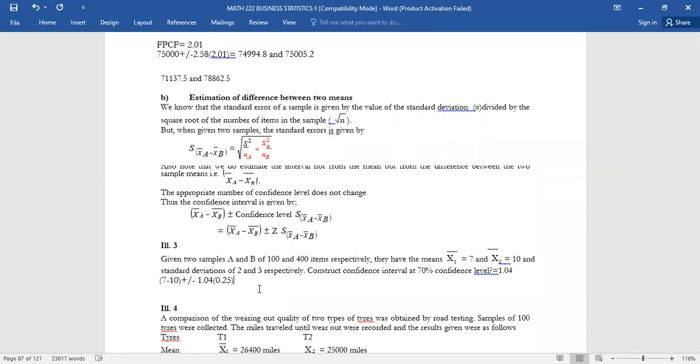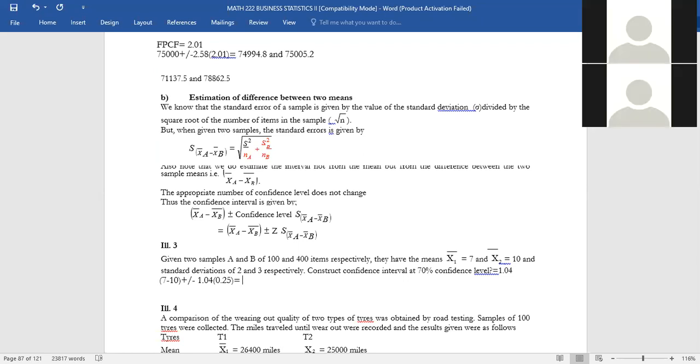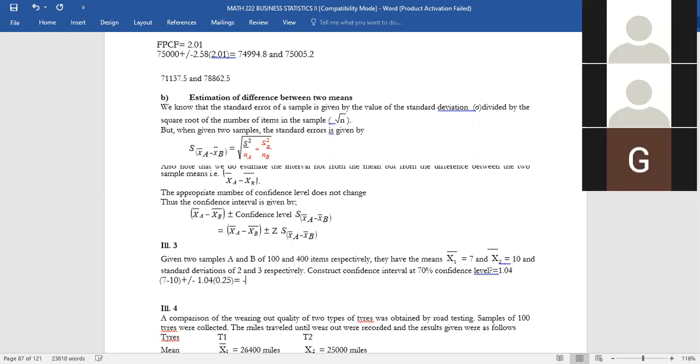Then give me the answer. When you add, you get negative 2.74. And negative 3.26.